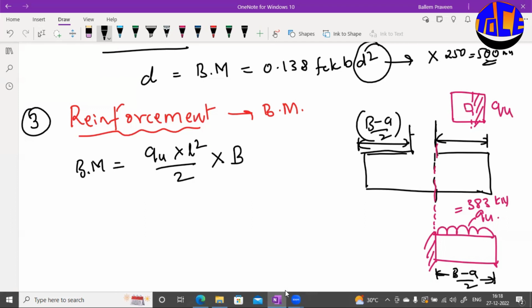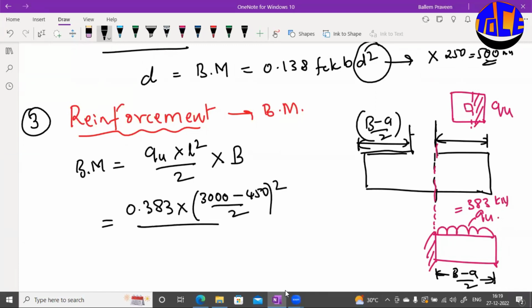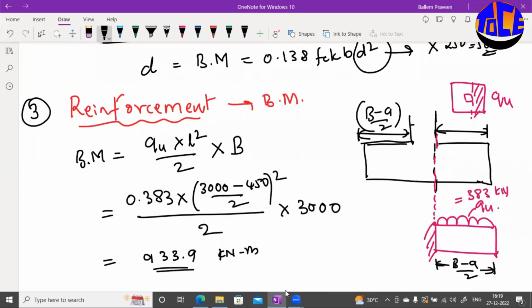So bending moment is equal to, what is QU? It is 0.383. I'm substituting in newtons, and this value L will be 3000 minus A, 450, by 2, whole square, divided by 2 into B, which is 3000, right? So if you simplify this, it will come around 933.9 kilonewton meter. Okay, so we have calculated the moment.